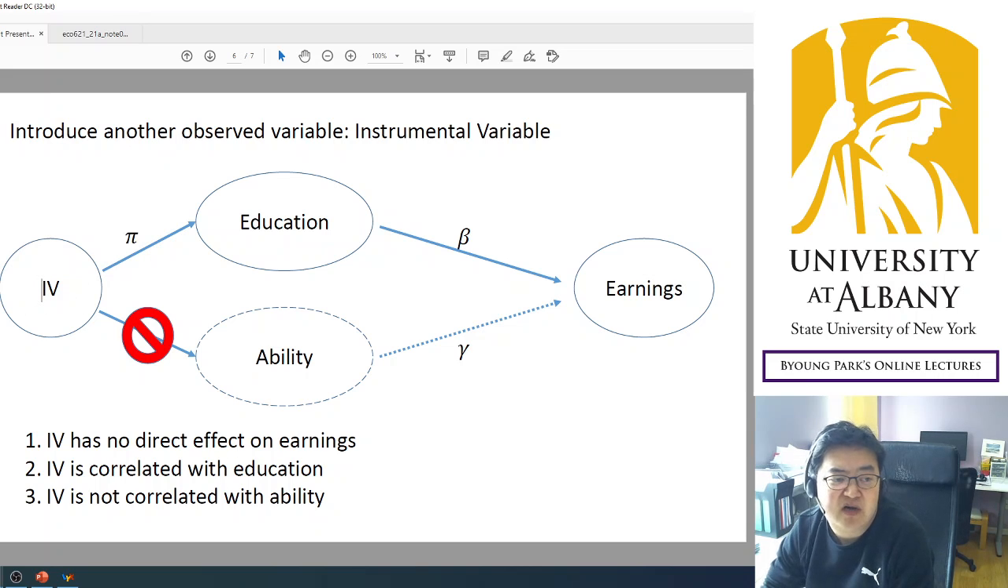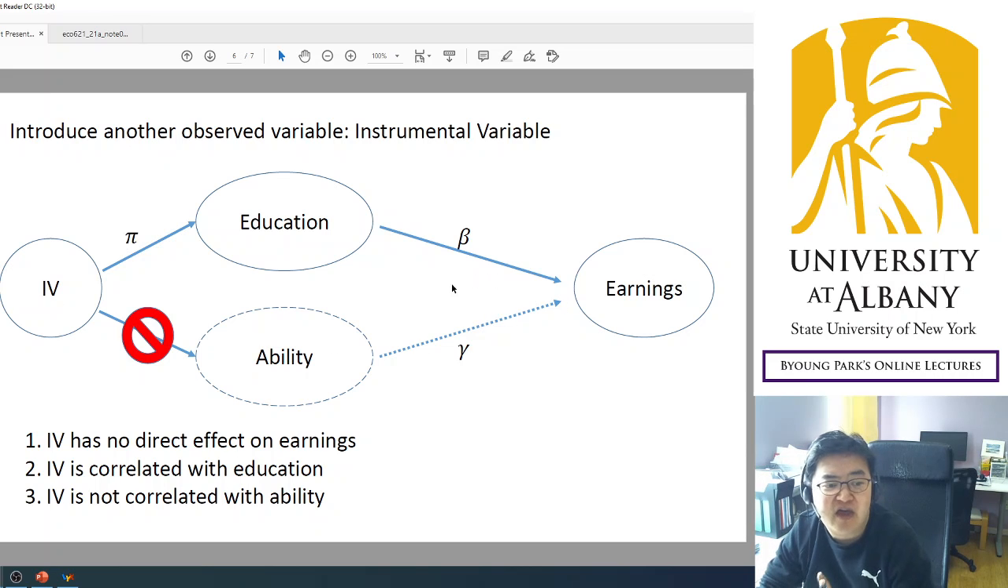So anyhow, suppose that there is another variable, and what we are going to assume here is that this new instrument variable does not have a direct channel. The direct channel does not exist, right? That is assumption number one. Number two, the new variable has no correlation with ability, the error term. So ability has nothing to do with the new variable. So the indirect channel, the effect from IV on earnings, is not delivered through this channel. So this channel is also blocked.